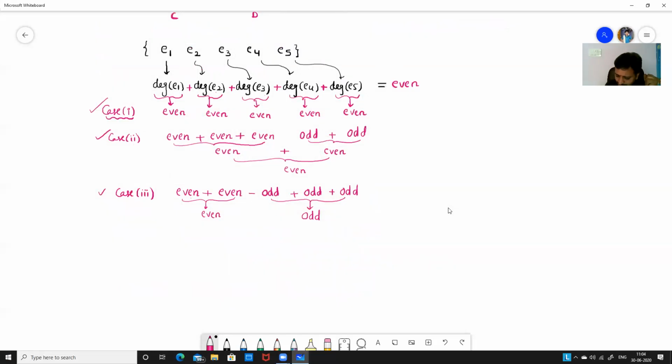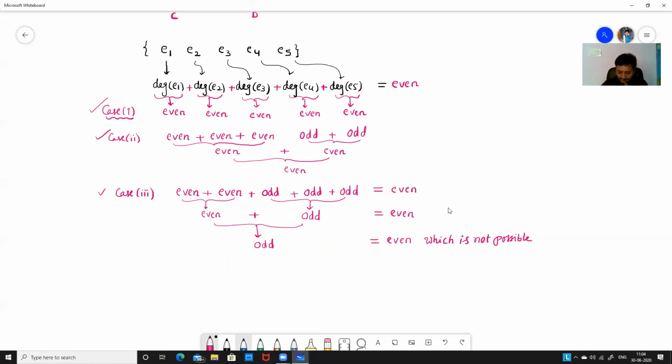Now between these two we have an addition symbol, right? If I add these two, even plus odd means again it is an odd number. But what does the theorem say? The theorem says that the sum of degrees of all vertices must be an even number. Now we got a contradiction. On the left side we have an odd number, on the right side we have an even number, which is not possible.